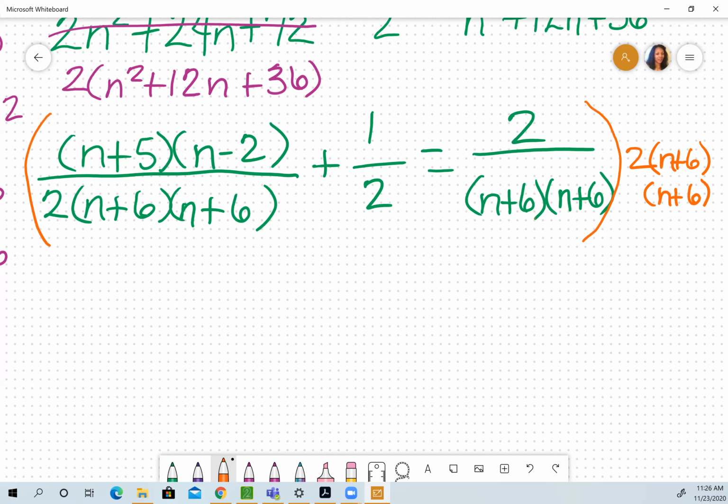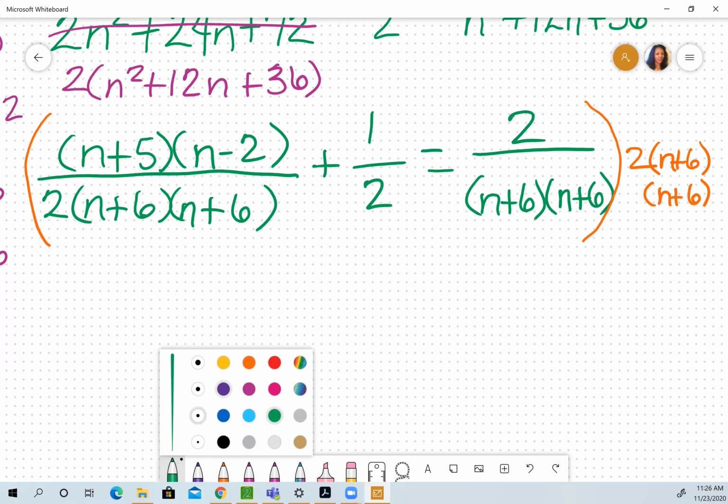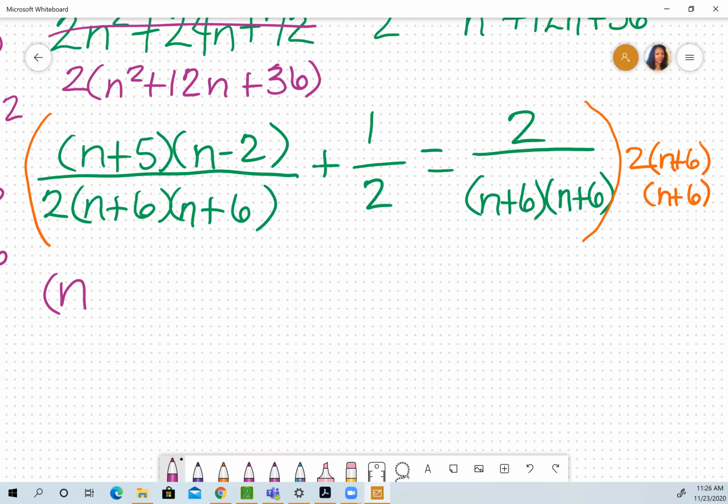I'm going to take each fraction and try to get rid of that denominator by using what's on the outside of this parentheses. So I'm multiplying it. When I do that for the first fraction, the entire denominator disappears and I'm only left with n plus 5 times n minus 2 plus, now when I look at the second fraction, only the 2 in the denominator disappears.